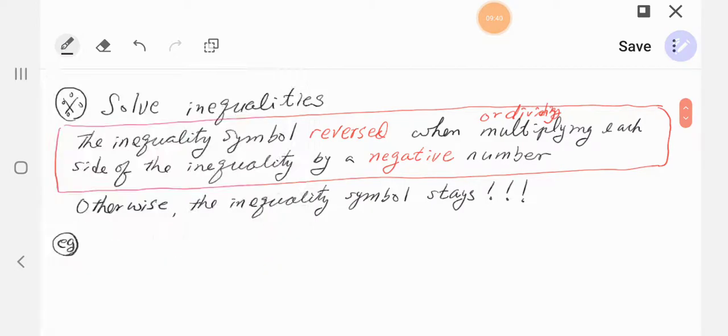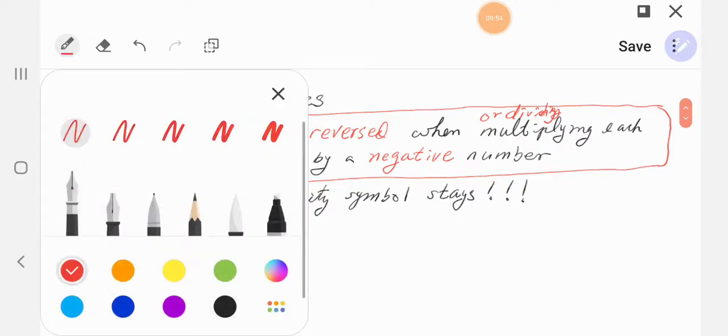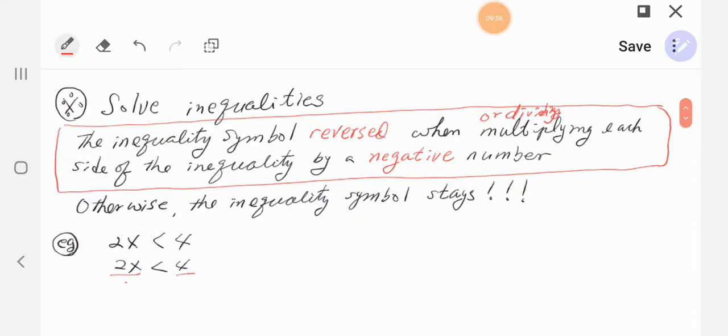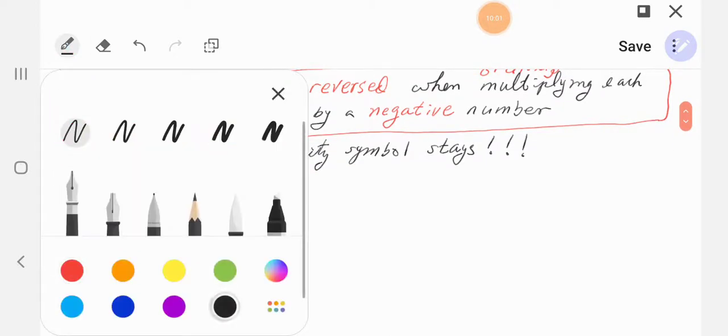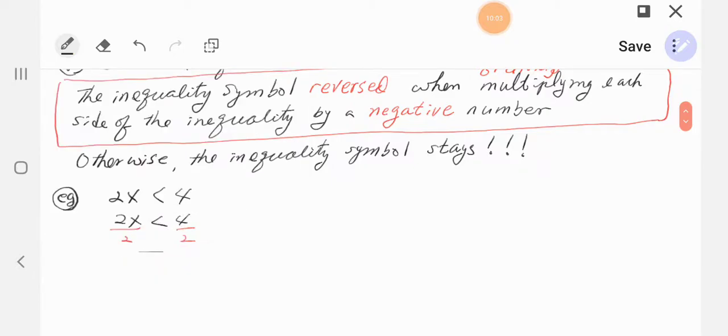So for example, let's say here is 2x is less than 4. In order to solve for x, we will divide each side by 2. But 2 is a positive number, so we don't have to switch the symbol. The direction of the inequality symbol stays the same. It doesn't change.